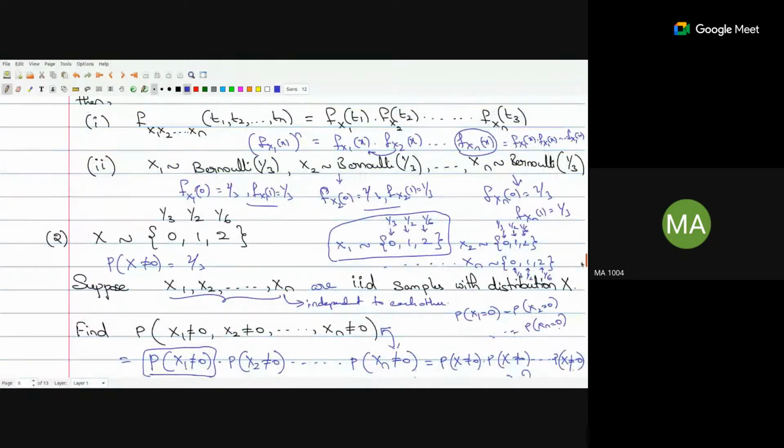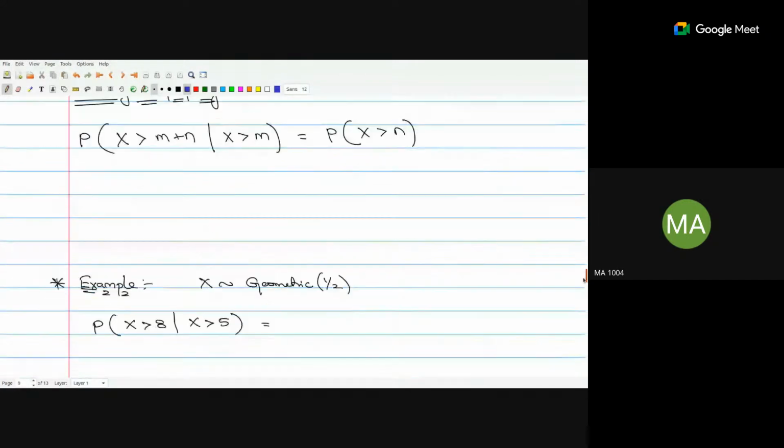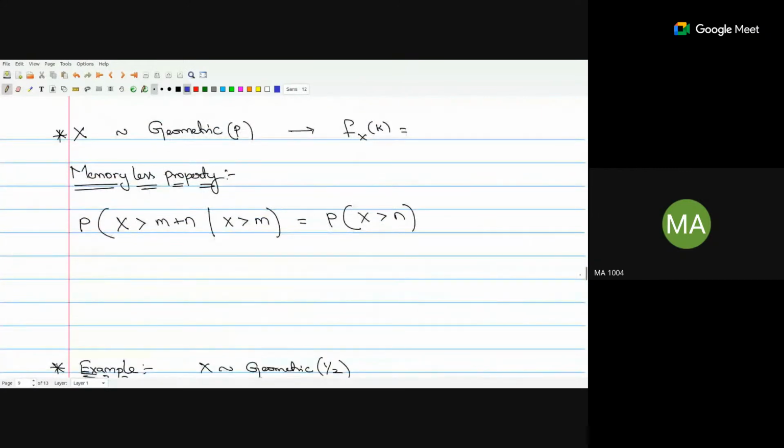And yeah, IIDs are very important. And then the geometric distribution has one small property, the memoryless property, we say. So when x follows geometric p, f_X of k will be 1 minus p whole power k minus 1 times p. So I'm getting the success at the kth time, so k minus 1 failures followed by a success. This is how the PMF of the geometric distribution will be.